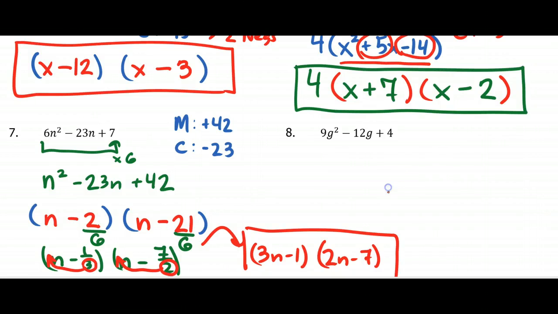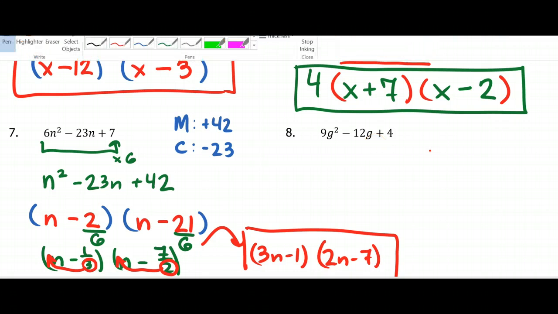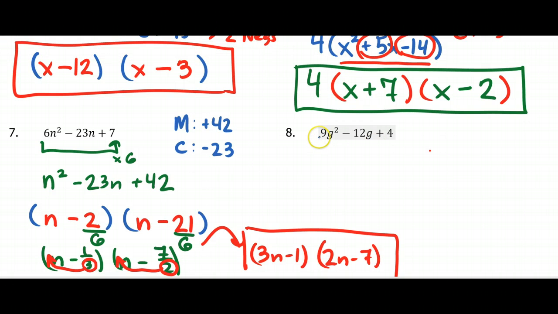Okay, finally, number 8, we have 9g squared minus 12g plus 4. There's no GCF for this one, okay, but you do notice, hopefully, that 9g squared is a perfect square. Square root of 9g squared is 3g. Also, 4 is a perfect square. The square root of 4 is 2. So let's check and see if this is a perfect square trinomial. 3g times 2 is 6g, and if we double that, we get a 12g, so we do get our middle term. So that means that this is a perfect square trinomial, which, if you recognize that, is pretty easy to factor.